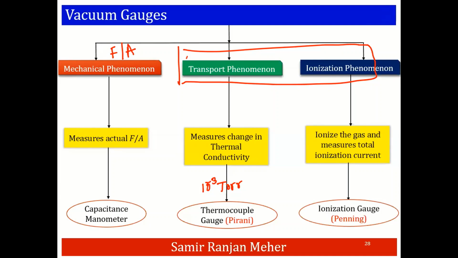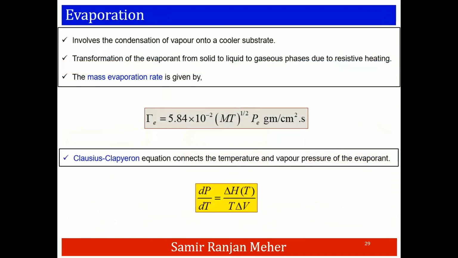So now let us discuss evaporation quickly. All of us know that the working principle is very, very simple. It involves the condensation of vapor onto a cooler substrate. We evaporate or sublimate a particular material. Suppose I want to coat aluminum, then I have to heat it at a very high temperature so that it evaporates from a particular boat and reaches the substrate, which is placed at a much cooler temperature than that of the boat.